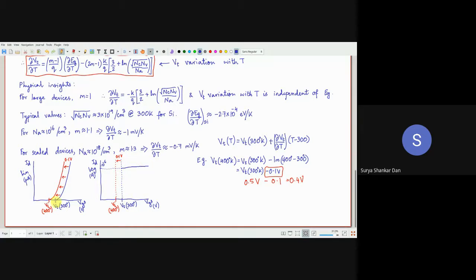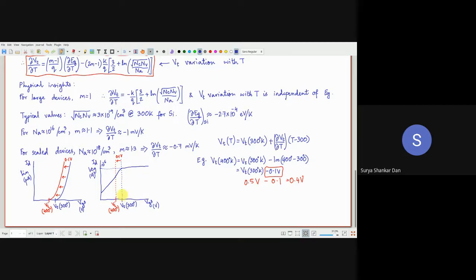But below VT, which is appearing 0 over here because this is only in microamperes, this has got a huge variation. That is in the exponential regime. That's what we have seen in subthreshold slope. So that is going to vary like that.